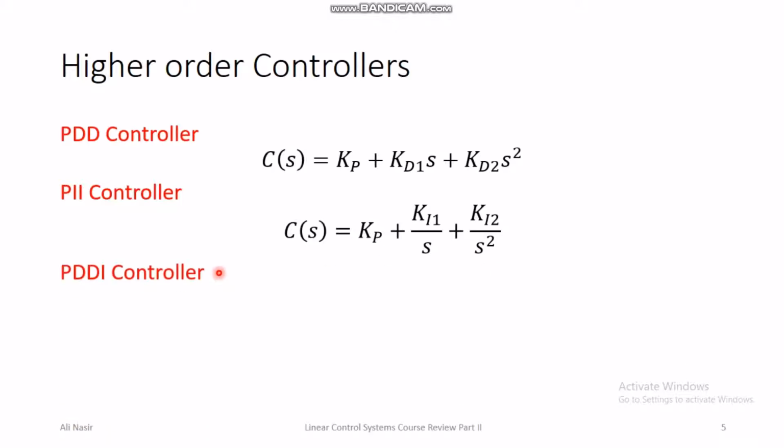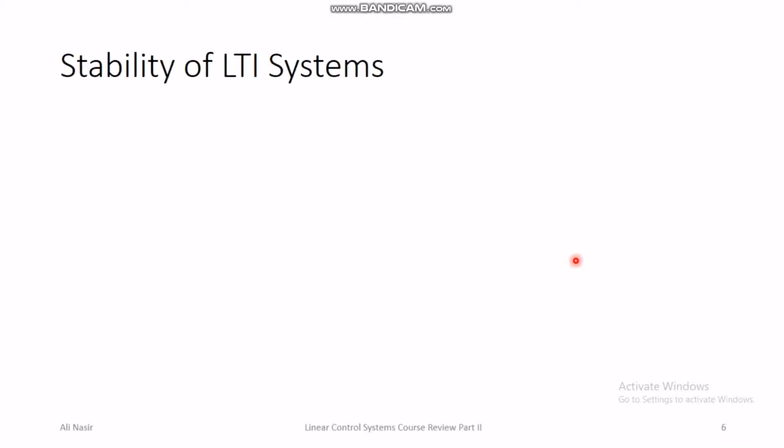PDDI controller, similarly we can construct any type of controller. If there is a PDDI controller, then the second D will be with the s square, and since there is only one I part, it will be only with 1 over s. And this is all about the models of the controllers.